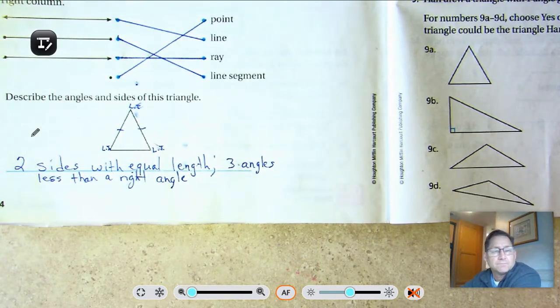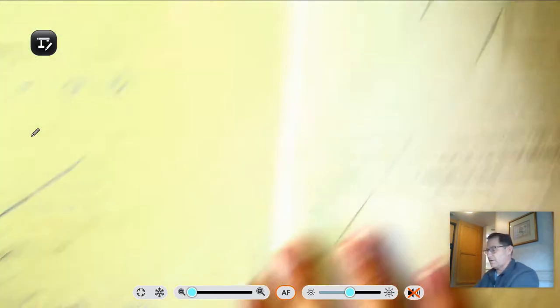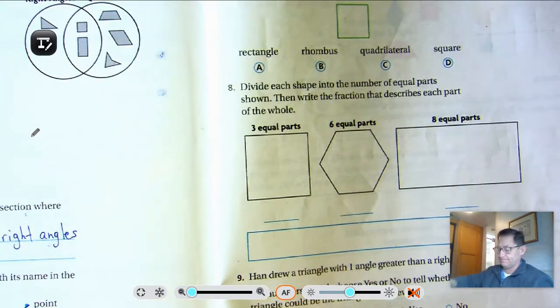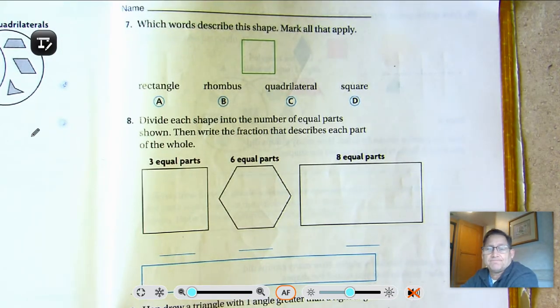This should also say it doesn't have any right angles, or doesn't have any angles greater than a right angle. Okay, so 2 sides with equal length, the left and the right side, and then 3 angles less than the right angle. Number 7. Which words describe this shape?